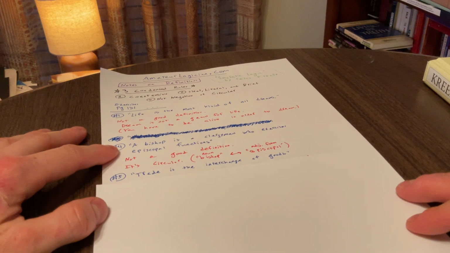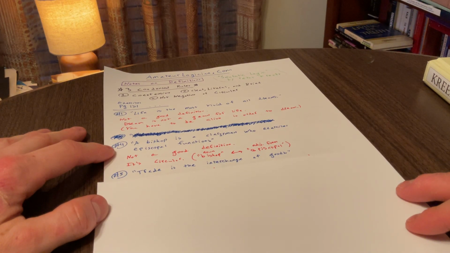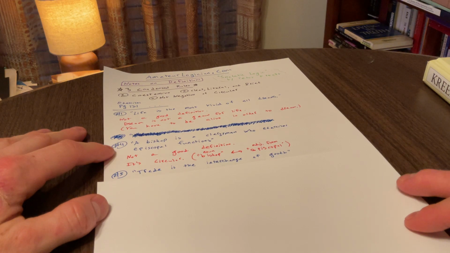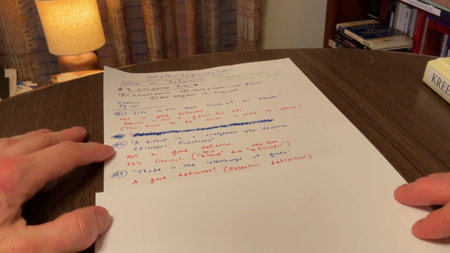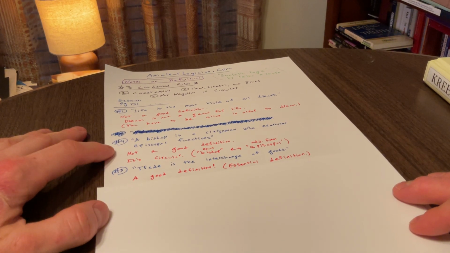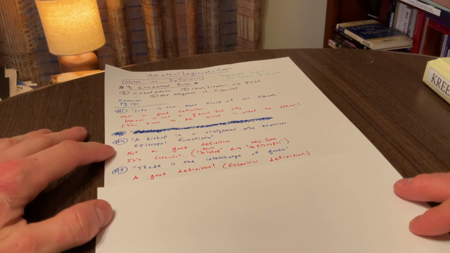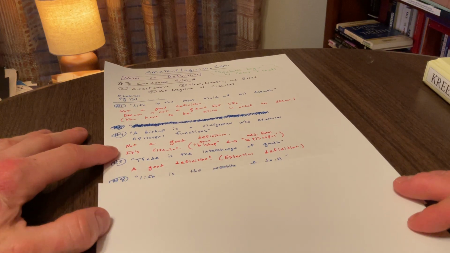How about number five? Trade is the interchange of goods. Well, it's nice and short and clear. It's brief. It's not negative or circular. It seems coextensive, so it looks like a good definition. It seems like an essential definition. More can be said about trade. One of the most interesting topics to study is called praxeology, the study of the logic of human action, purposeful human action. And we could unpack a lot in terms of what it means to trade. That seemed like a good definition.